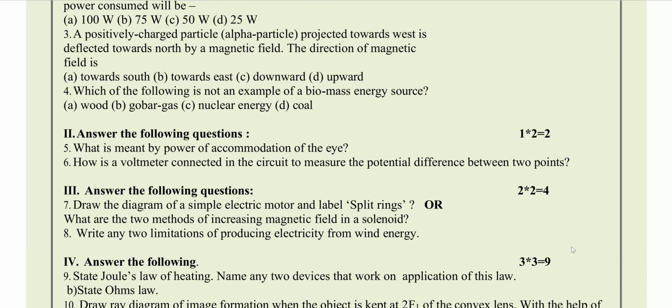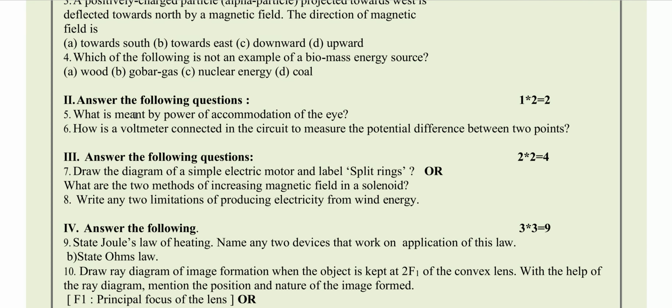Next question, you can see here second main. Answer the following questions. Question number 5. What is meant by power of accommodation of the eye? 1 mark. How is a voltmeter connected in a circuit to measure the potential difference between 2 points? How do you need to connect the voltmeter in the circuit? Any doubts? Good. Next question.